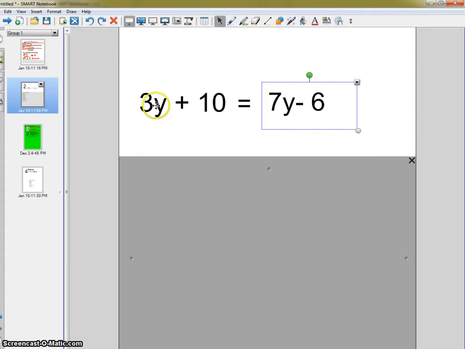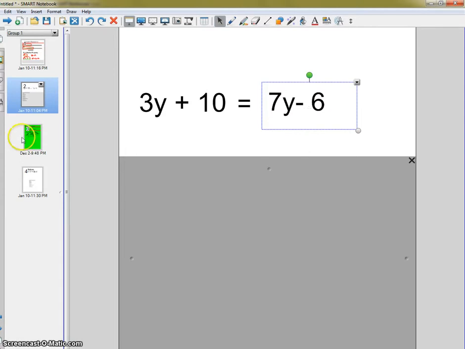Well, here's what this equation states. It states 3 times some number plus 10 is equal to 7 times that same number minus 6. So what is that number? There's one number in the universe that when you multiply it by 3 and add 10, it equals the same thing as when you multiply it by 7 and then subtract 6. There's a way to solve this problem. You're going to be learning that on Monday and Tuesday.